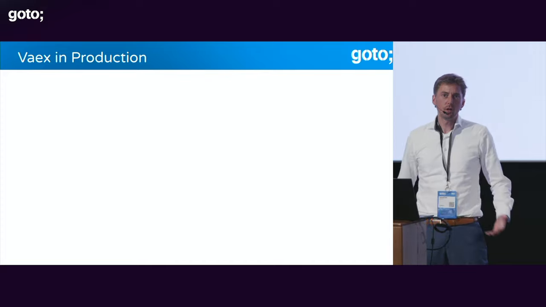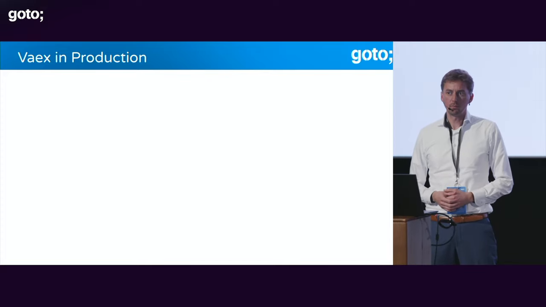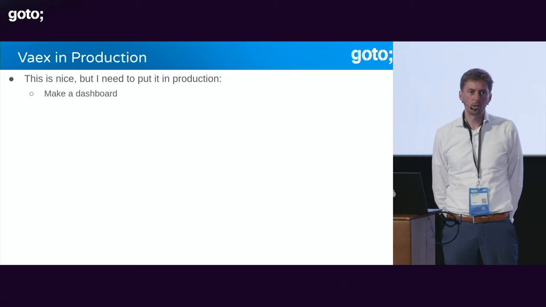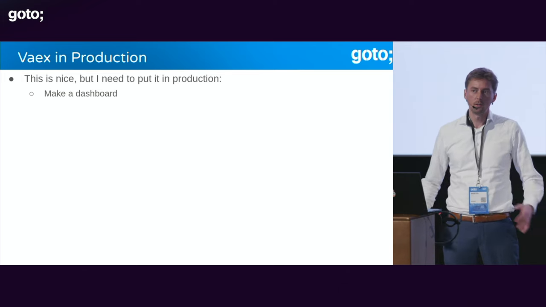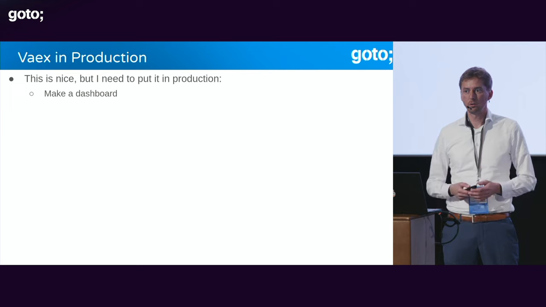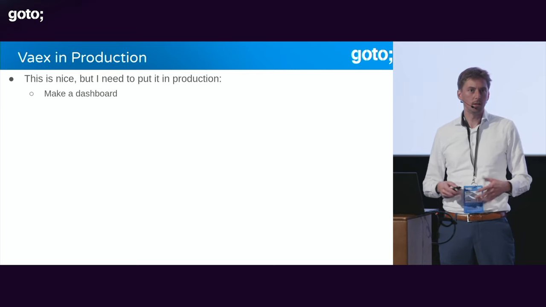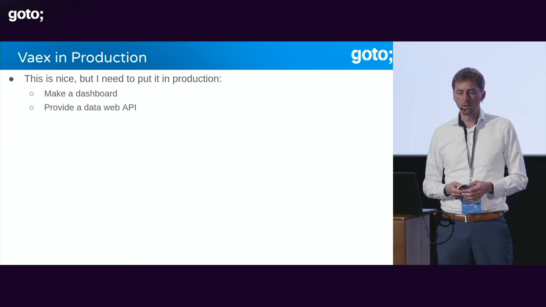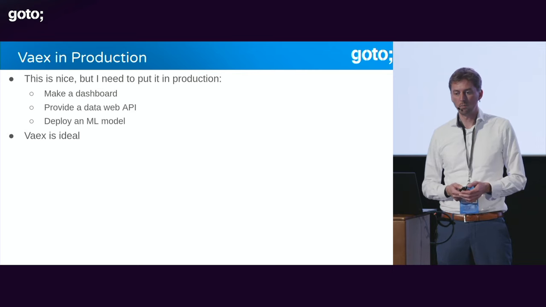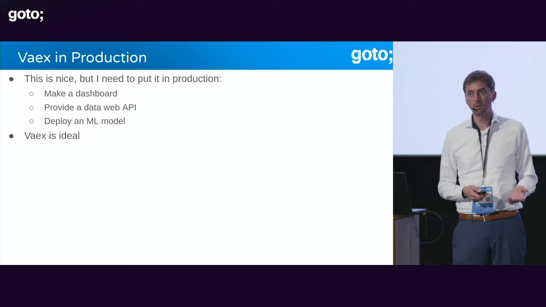So Jovan showed you how to use it for data exploration. But what we see a lot is that people want to move into production. What do I mean by that? We see a lot of people making dashboards. They start with large data sets, start exploring them, and then they want to make a dashboard. Also web APIs or deploying ML models. And we think Vaex is really ideal there.